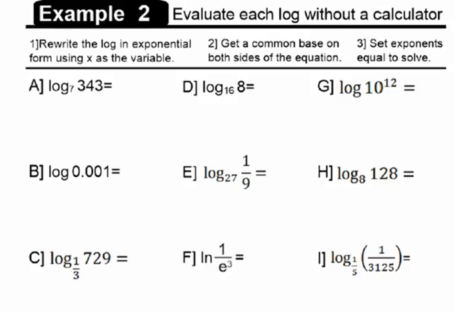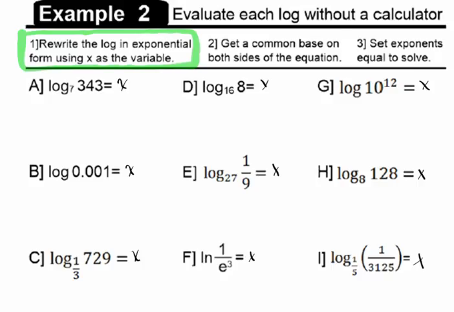2. Now, I want you to caution yourselves to read what it tells you to do in these spots here. Step 1, rewrite the log in exponential form using x as the variable. That's the part we don't know. That means all of these should be equal to x, equal to x, equal to x, equal to x. So go ahead and write that in on your foldable.